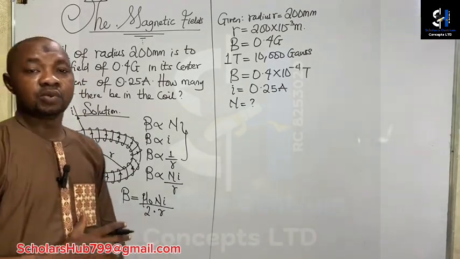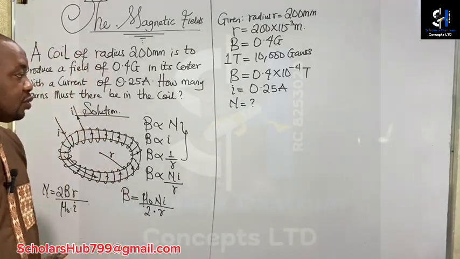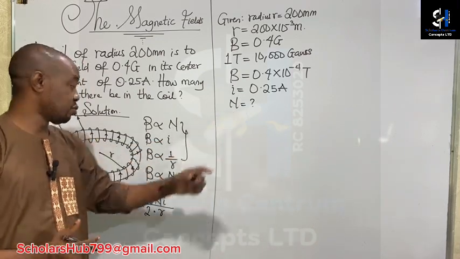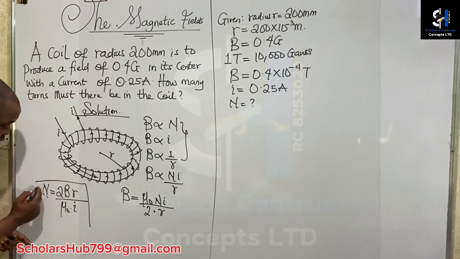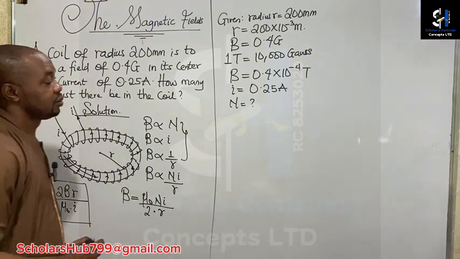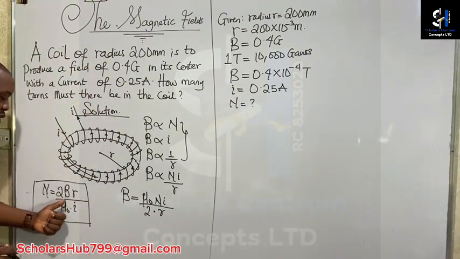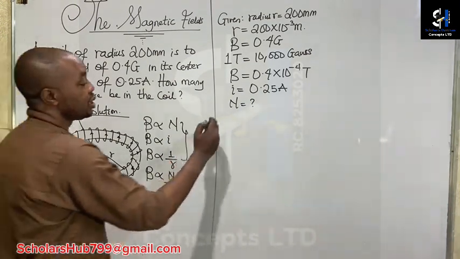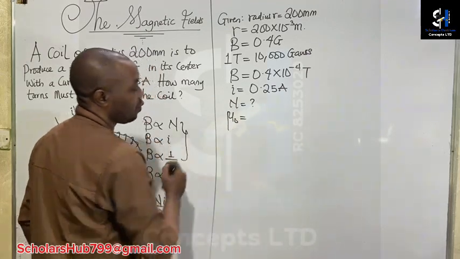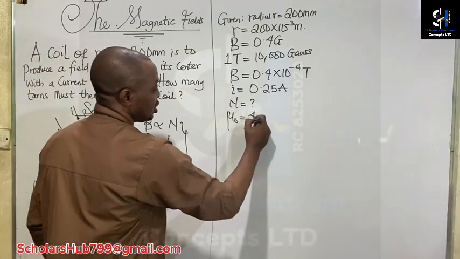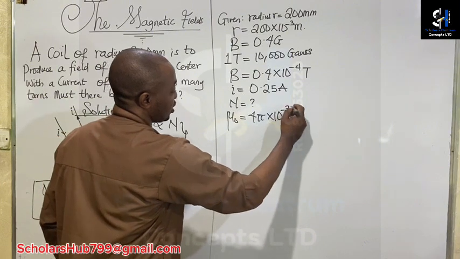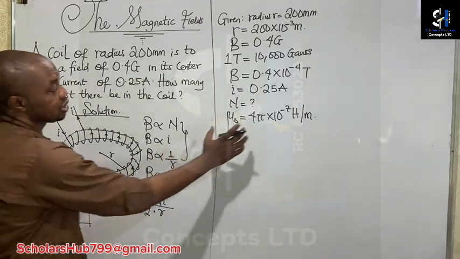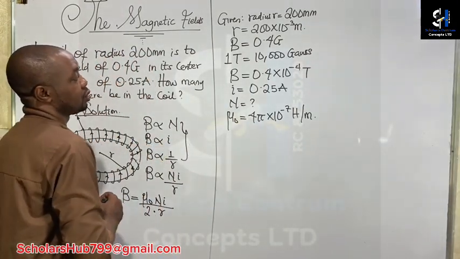Having identified the given parameters, the only one missing is the number of turns. To calculate it, we're going to make use of the formula N equals 2BR over permeability of free space multiplied by current I. Don't forget that the value of permeability of free space is 4 pi times 10 raised to the power of -7 Henry per meter. Now let's use that to get the value of N.